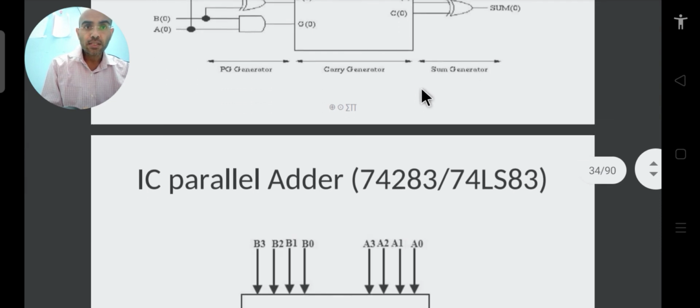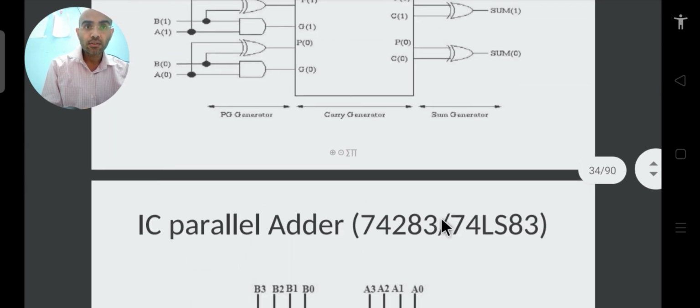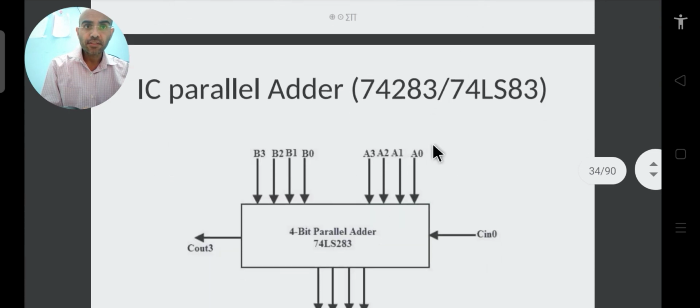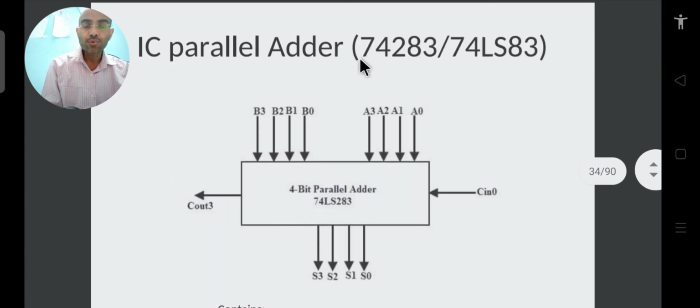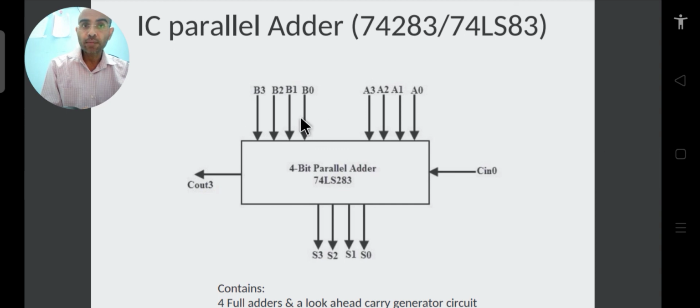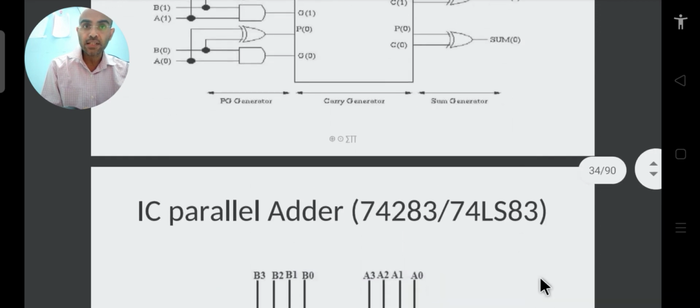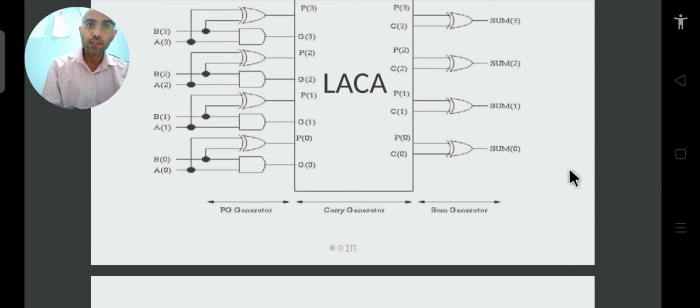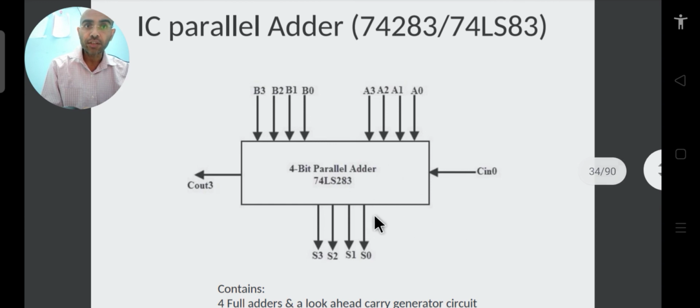So this is your look ahead carry adder, and this is also used in an IC which is nothing but a parallel adder, a 4-bit parallel adder. In this 4-bit parallel adder, we take two numbers, which I have already shown you in the last slide. There are two numbers of 4 bits each and we add them together. That IC is your 74283, or 74LS83. What is this terminology? We will study it in our next unit probably.